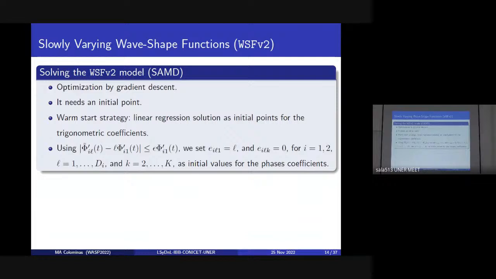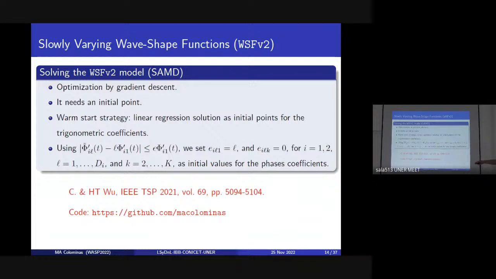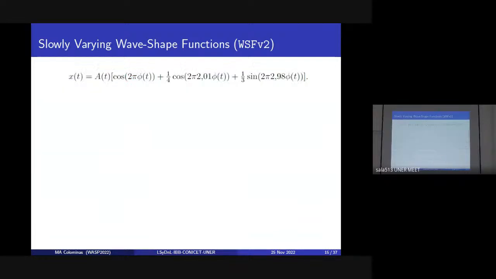And you just let your optimizer go to the solution. You can find this in another paper with Houtian, and also the codes are available at GitHub. So we have here our previous example.